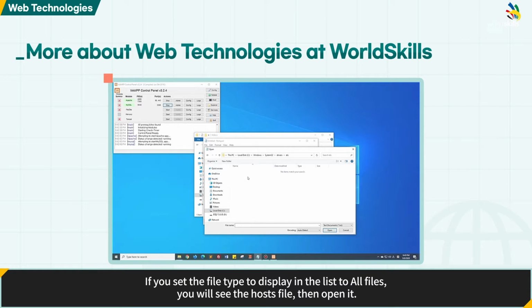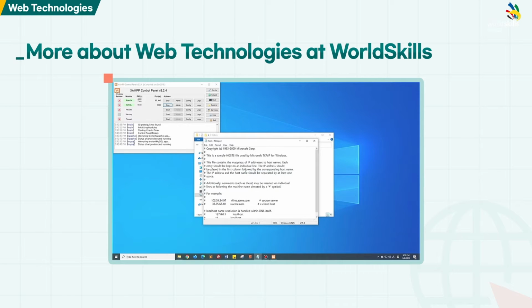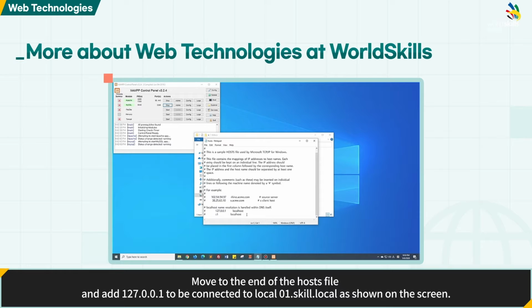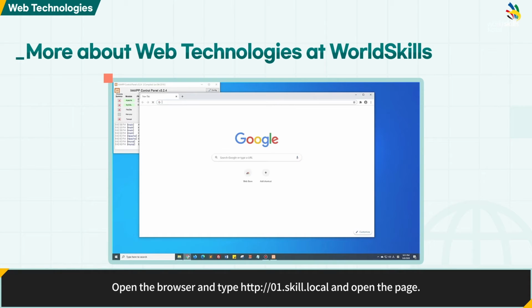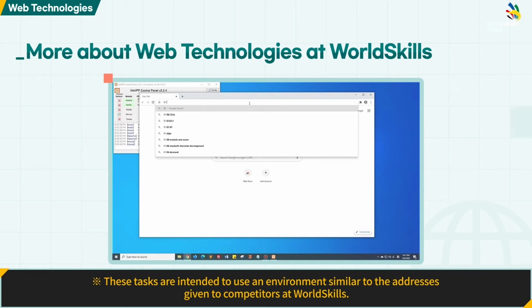If you set the file type to display in the list to all files, you will see the hosts file, then open it. Move to the end of the hosts file and add 127.0.0.1 to be connected to local, 01.skill.local as shown on the screen. Open the browser and type http://01.skill.local and open the page. These tasks are intended to use an environment similar to the addresses given to competitors at WorldSkills.